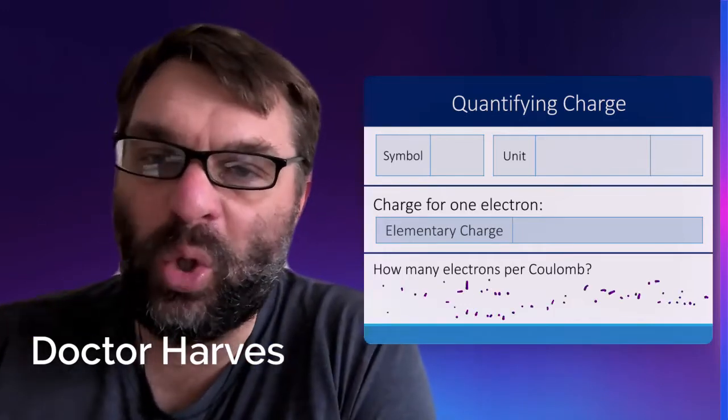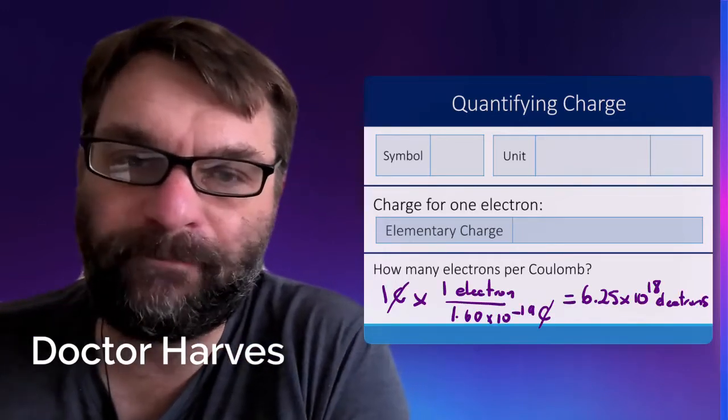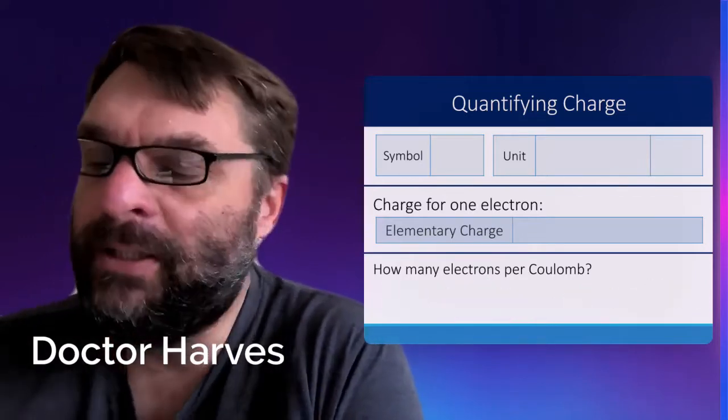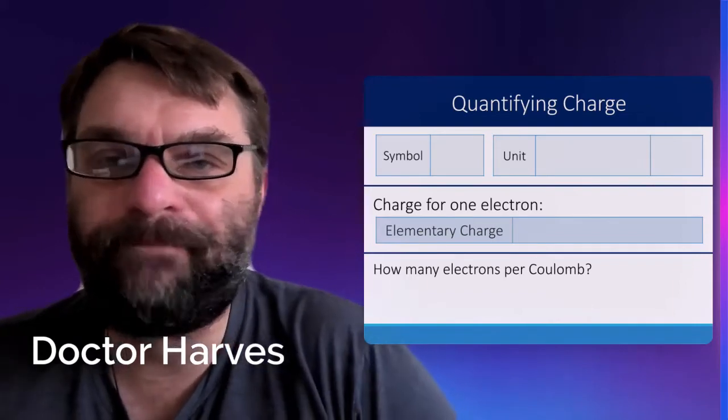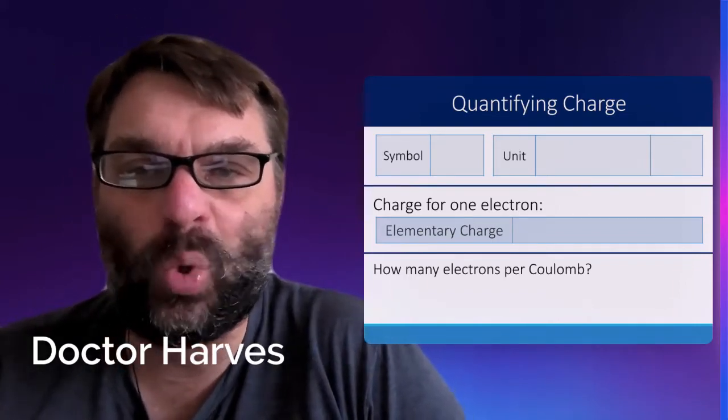Well, there'll be 1 coulomb times 1 electron divided by the elementary charge. So about 6.25 times 10 to the 18 electrons in 1 coulomb of charge. Quite a number.